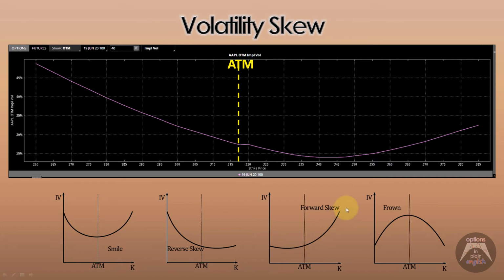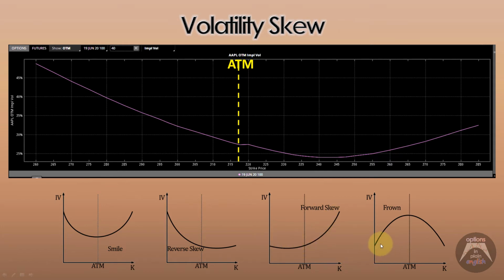This is another pattern which has the lower strike prices having a lower implied volatility than the higher strike prices, which have a higher implied volatility. This is called forward skew. And this is present in products such as commodities or anything that has a perceived floor to its value. For example, commodities like oil and gold, and also some products such as the VIX, have forward skew because it tends to accelerate on the upside and not on the downside.